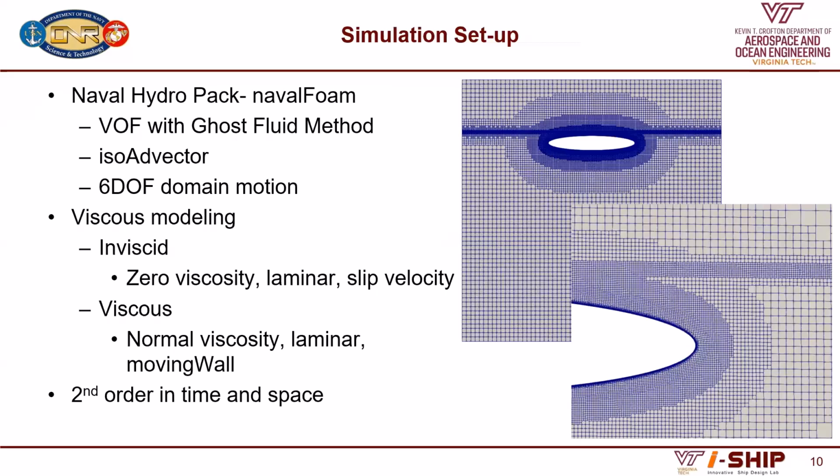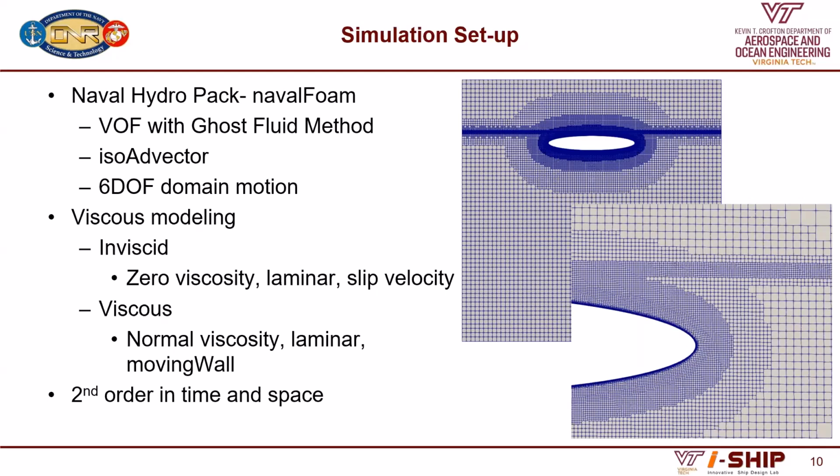So in order to run these simulations, we use the Naval Hydro Pack using NavalFoam. This was great because it uses volume of fluid with the ghost fluid method and isoAdvector systems to get a sharp interface, even when the free surface is not perturbed all that much. To simulate the short impulsive motion, we use 6-degree-of-freedom domain motion, so we don't have to mess around with overset meshes. The entire domain moves.